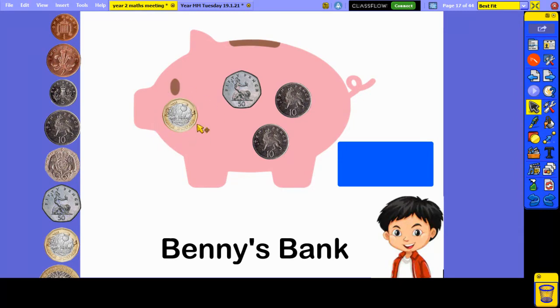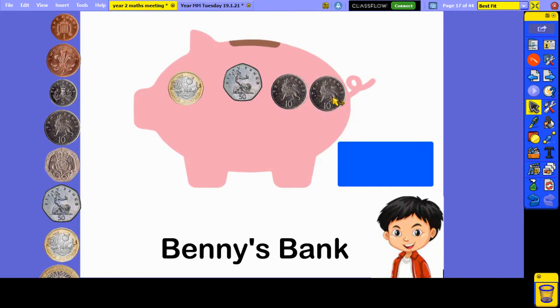What's the value of this coin? £1. This one, 50 pence. And these, 10 pence. Pause the video while you have a think. How much money does Benny have all together? Let's have a look. He's got £1, a 50 pence, a 10 pence, and another 10 pence. That's 50, 60, 70. He's got £1 and 70 pence.